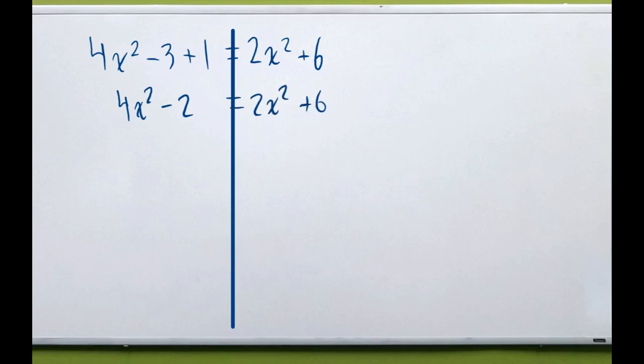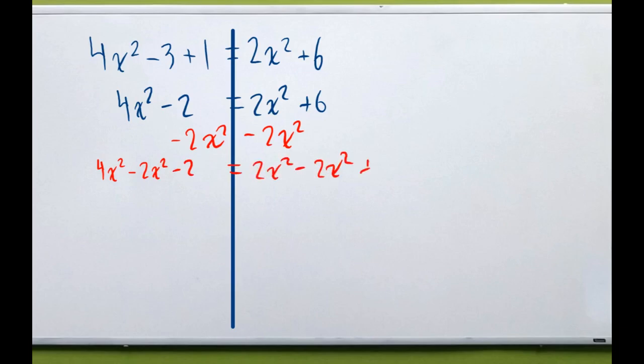Okay. So now we're going to get our x squared stuff on the left side. So minus 2x squared, minus 2x squared, that's equal to 4x squared minus 2x squared minus 2 is equal to 2x squared minus 2x squared plus 6. These cancel out, leaves us with just 6 on the right. 4x squared minus 2x squared is 2x squared minus 2. So we're going to take care of this negative 2.